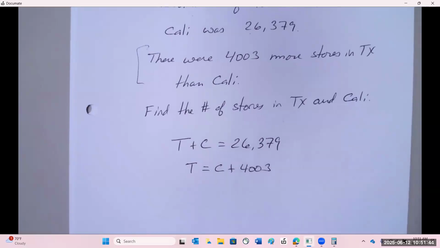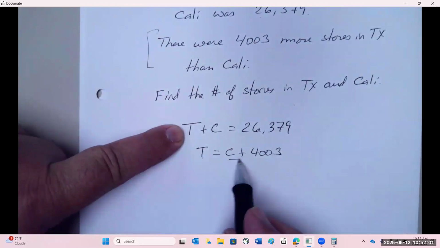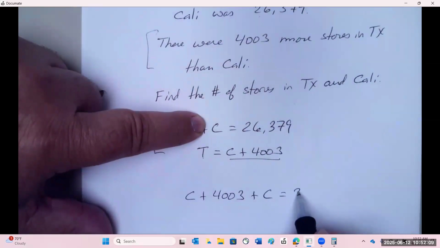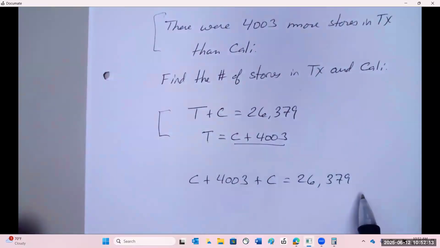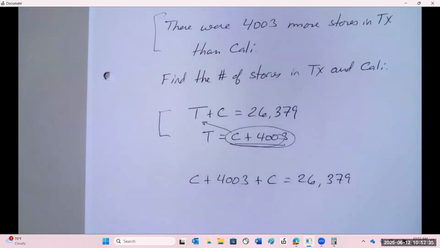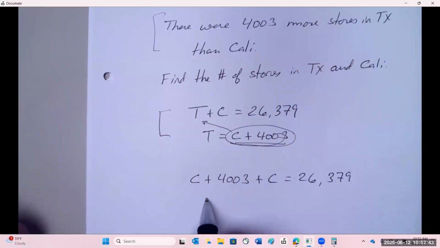Now, once we have the overall formula and how the variables are related, what do we do now? Now we substitute and solve. We have to put these two equations together. In place of t, what do I put? California plus 4,003, plus California, equals 26,379. I can only solve an equation if it has one variable. If you have two variables, you can't do anything with it. You have to find the relationship. Since I put these two together, it's called substitution. I took this equation here, and anywhere I see a t, I put it in this place. You notice I have one equation and only one variable. I can solve for c. c plus c is 2c.